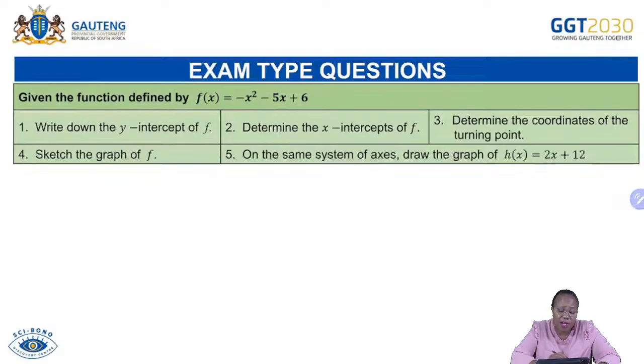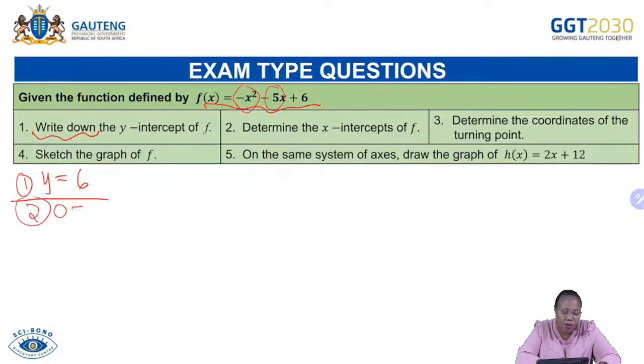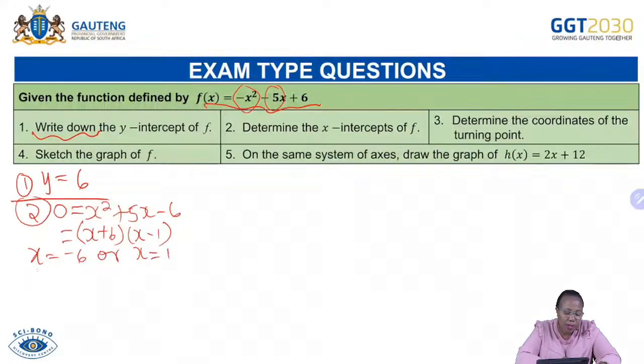And then we are given the function f at x is a parabola. Number 1, write down the y-intercept. That means you let x equal to 0, then your y-intercept will be equal to 6. And then number 2, determine the x-intercept. You let y equal to 0, multiply by negative, it will be x squared plus 5x minus 6. Factors of 6, when you subtract, you get a 5, is x plus 6 and x minus 1. Therefore, x is equal to minus 6, or x is equal to 1.